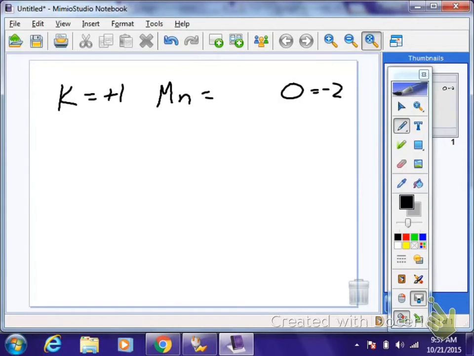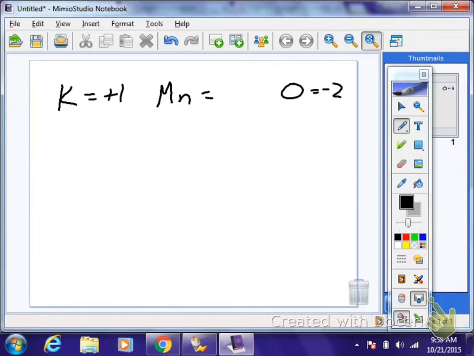Okay? Hydrogen, what can it be? Plus or minus 1. If hydrogen is with a non-metal, what will it be? Positive 1. And if hydrogen is with a metal, it's a negative 1. Right? So it's like one of those friends you might have. They act one way with a certain group of friends, and they act another way with another group of friends. Hydrogen is that person. Okay?